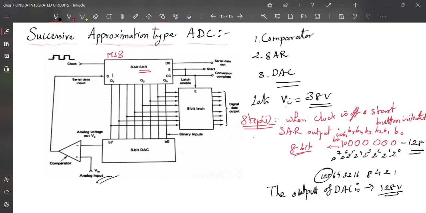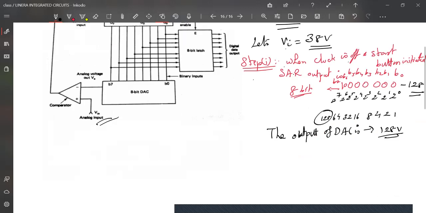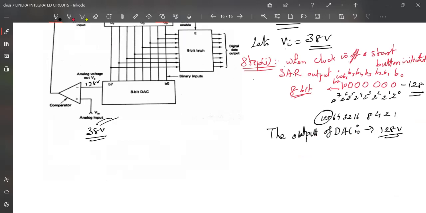The corresponding 128 volt will be given as an input to the comparator. So here 128 volt will be present initially, and the input is 38 volt. When you compare the input voltage with the reference voltage, whenever the reference voltage is greater than the input voltage, the output of the comparator will be low. Whenever the reference voltage is lesser than the input voltage, the output will be high. That is the comparator output.